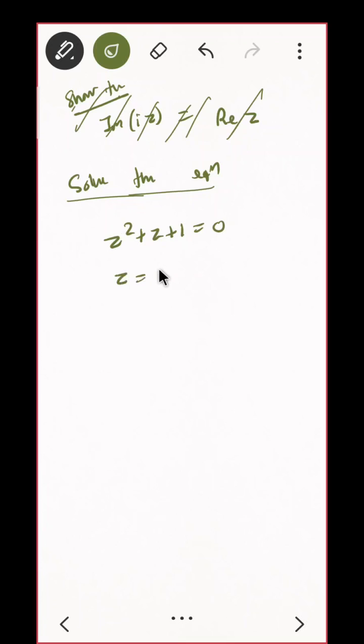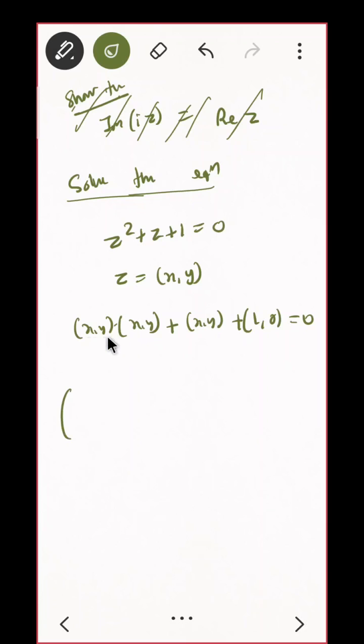Put z equal to x comma y, correct? So if you substitute here x comma y into x comma y, that is the product of two complex numbers, then plus x comma y, and the last one is 1, that can be written as 1 comma 0, and that is 0. And you know how to multiply two complex numbers, correct? Do you know that?